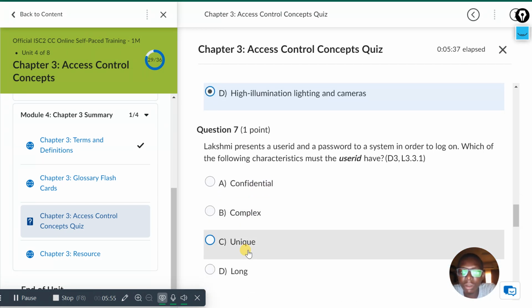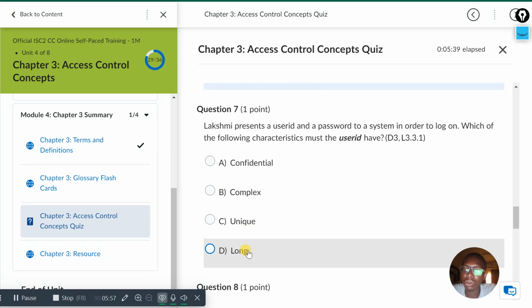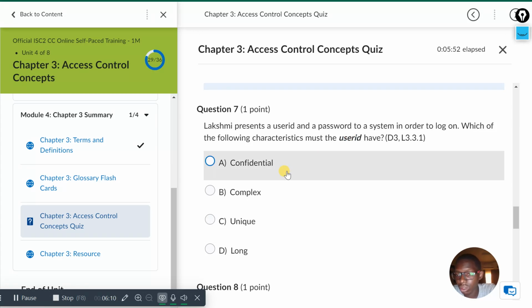So Lakshmi presents a user ID and a password to a system in order to log on. Which of the following characteristics must the user ID have? The user ID is more like the username, right? So we are looking at what the user ID is going to have. Should it be confidential? Should it be complex? Should it be unique? Should it be long?